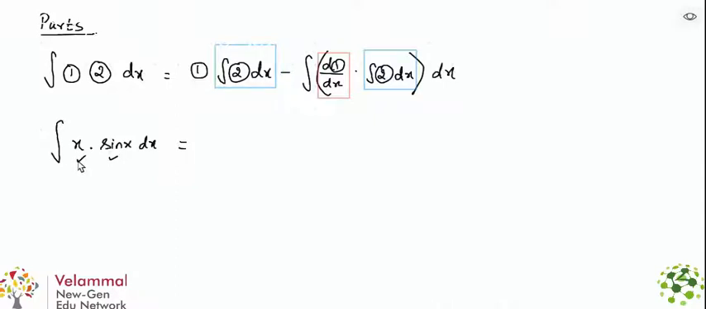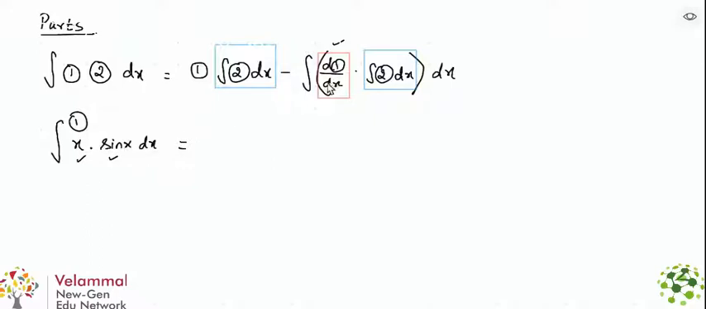Now, before choosing, I should just think, do I know integration of x? Yes, x square by 2. Do I know the differentiation of x? Yes, which is 1. Same way, for sin x also, I know the integration as well as differentiation. But when I choose x as first function, what happens is, when I do the derivative, the derivative of x is 1, so it becomes lesser power.